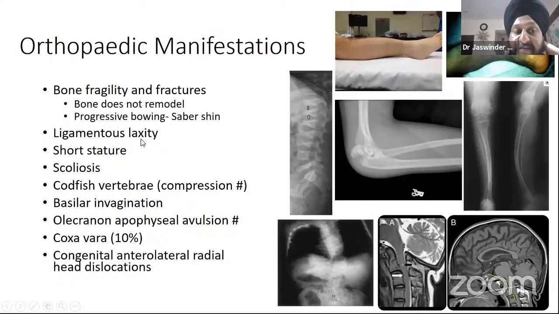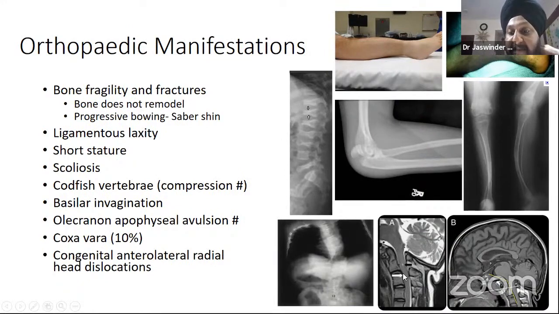The child is more prone to ligamentous laxity. The child will be of short stature. One of the reasons might be that growth is not occurring well, and the vertebrae show multiple compression fractures. So they are typically called codfish vertebrae. This is the typical shape of those vertebrae, and that might also be a reason for short stature in this child. There might be associated scoliosis.